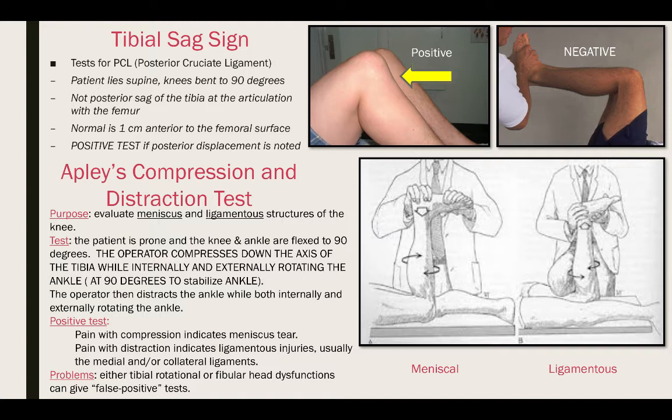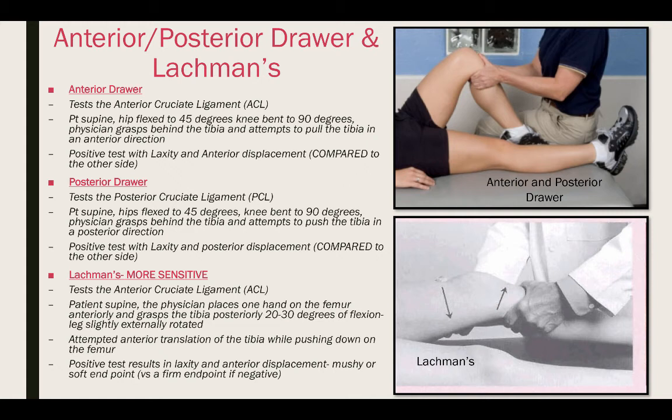So that's a good test to help rule out. But don't forget, if people have somatic dysfunction, it can give you these false positive sorts of considerations. And I know you guys have had anterior and posterior drawer already. Anterior drawer looks at the ACL and checks its integrity. The posterior drawer looks at the PCL.